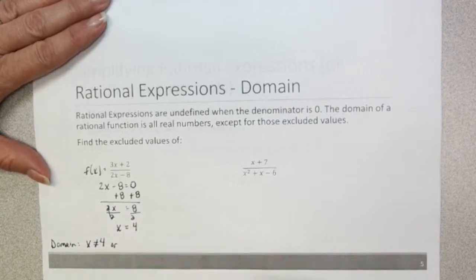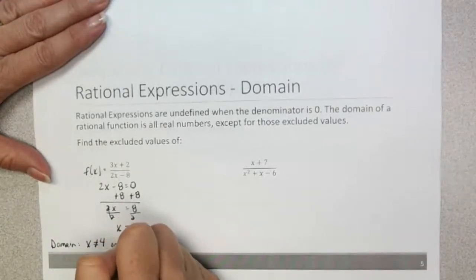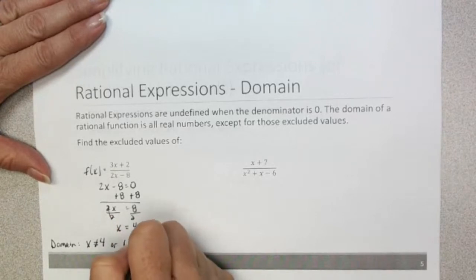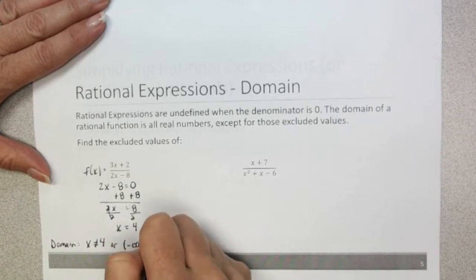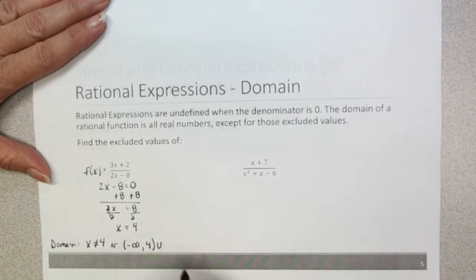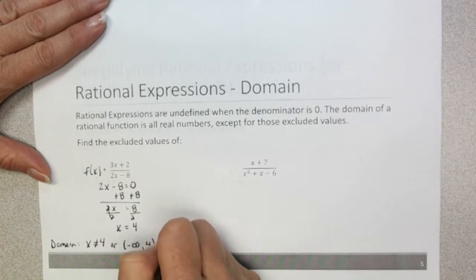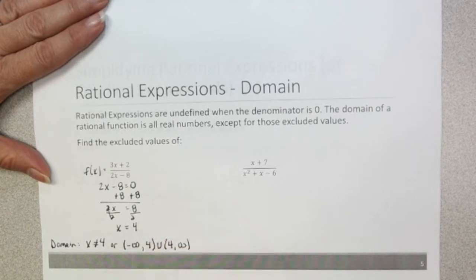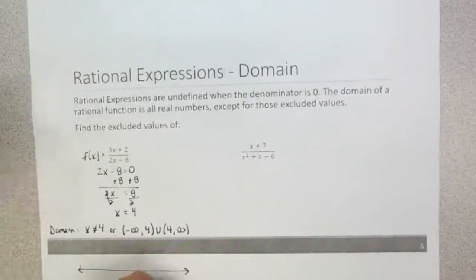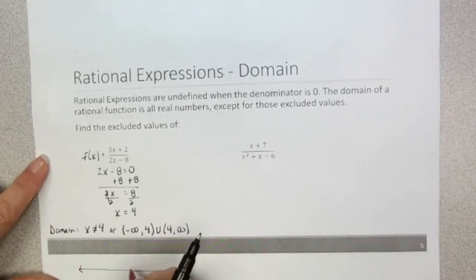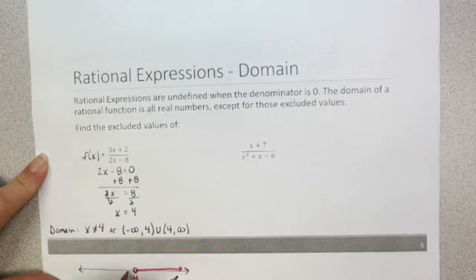or in interval notation, it's all the values from negative infinity all the way up until the value of 4. But we need to exclude 4, so we'll use that parenthesis. And then that interval is in union with all the values after 4, all the way out to positive infinity. If we were to graph this on the number line, if 4 is right here, then we'd have an open circle at 4, but all the values greater than 4 and all the values less than 4 would be okay.